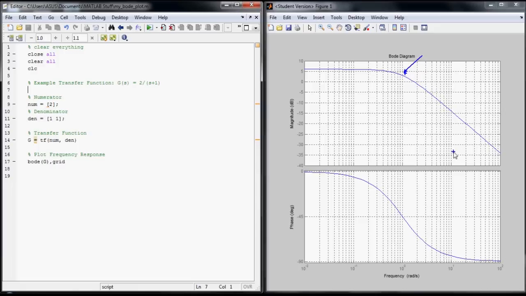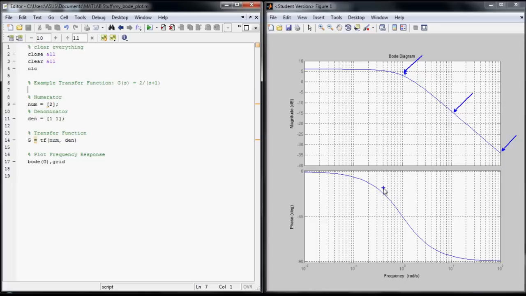Move along another decade to right here. You'll notice that it's moved from roughly 5 to negative 15. That's a difference of 20. Move one more decade, and you're down here. You move from negative 15 to negative 35, roughly. That's another 20 decibels in one decade. So that checks out.